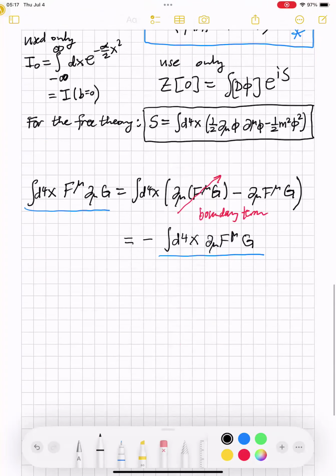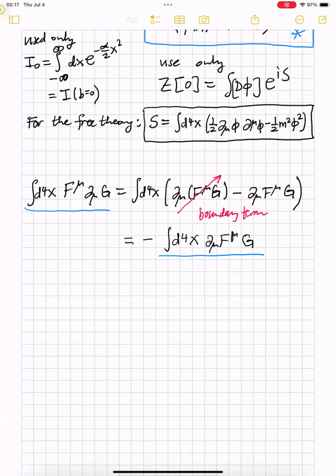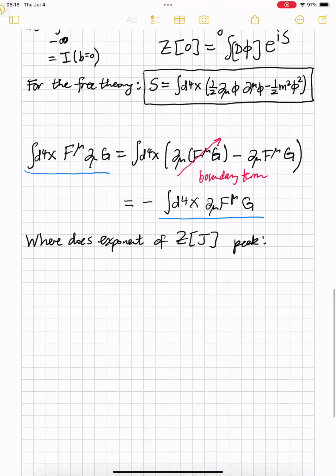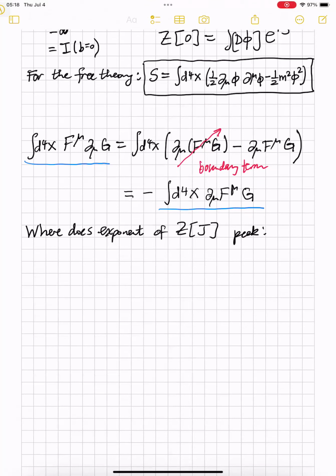Let's just do that. I'll just put down, where does the exponent of Z of J peak? And I hope you know that it's slightly sloppy. It's the exponent of the integrand of Z of J. Where does that peak? I'm just writing it there to remind you of what we're doing.